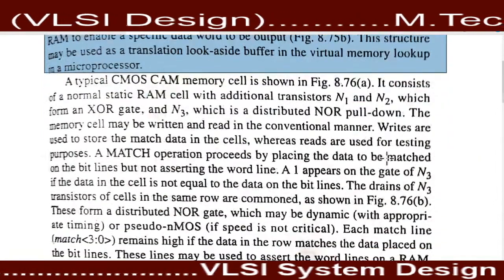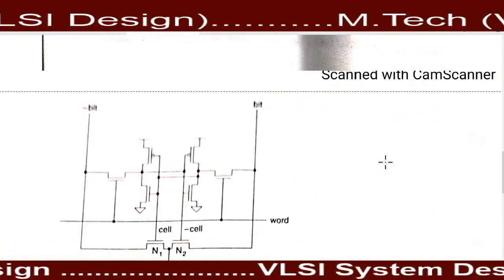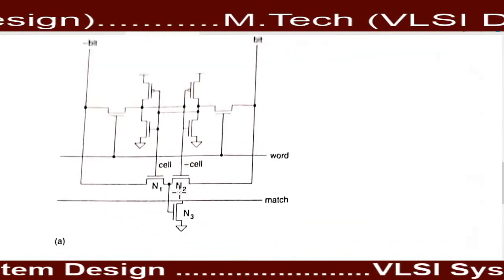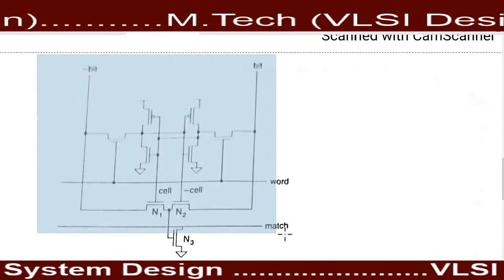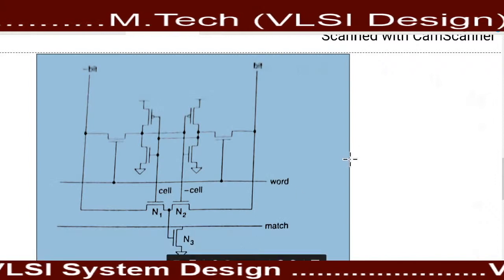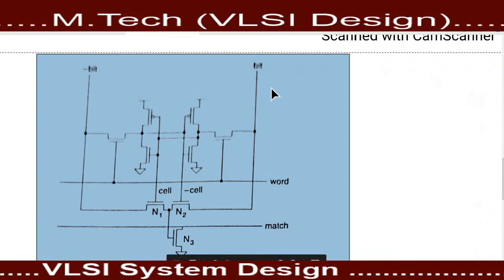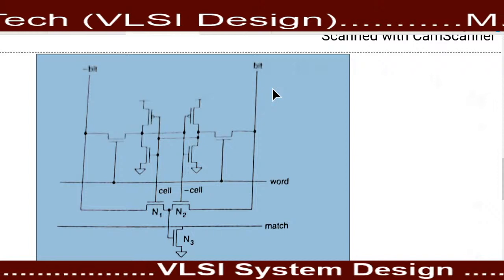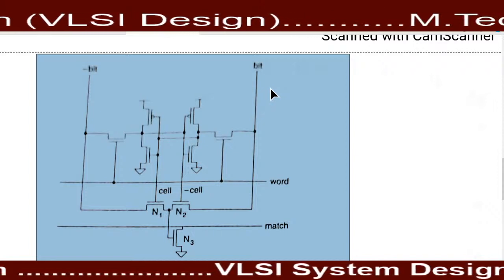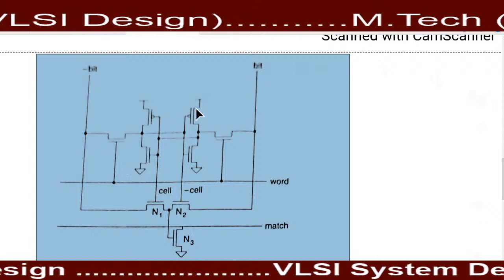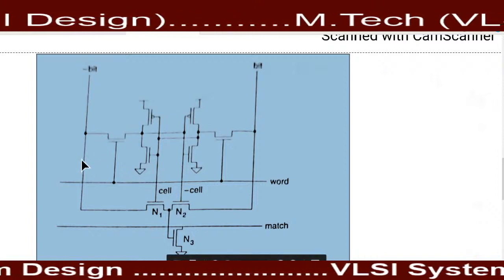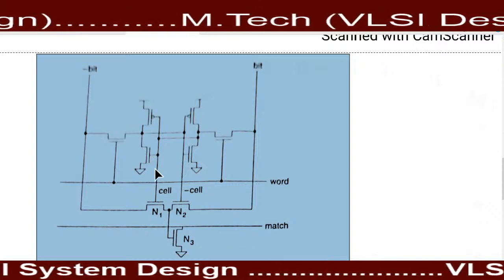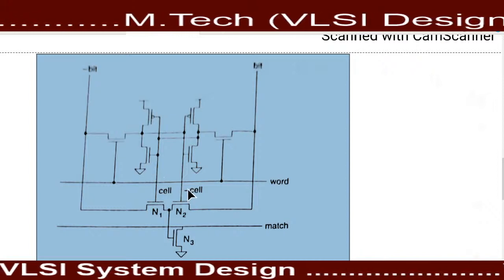Okay, so we can also implement this memory cell, this CAM memory array, by using this CMOS structure. We can also understand this CAM memory cell, CAM, content addressable memory, by using this CMOS structure. Here we can count 1, 2, 3, 4, 5, 6, 7, 8, 9. Here 9 transistors are connected to form a CAM cell.